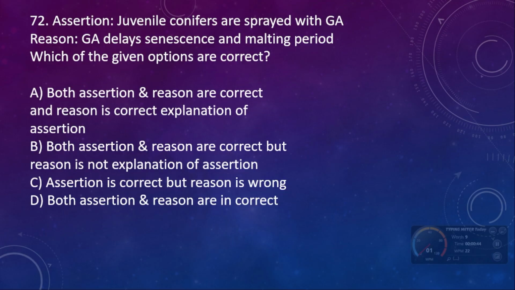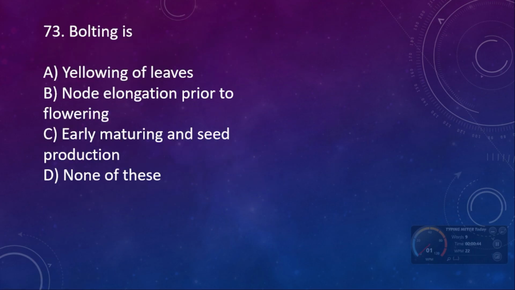Assertion: juvenile conifers are sprayed with GA. Reason: GA delays senescence and the malting period. Which one is given? Options are ready. Here the assertion is correct but the reason is wrong. So option C is right.